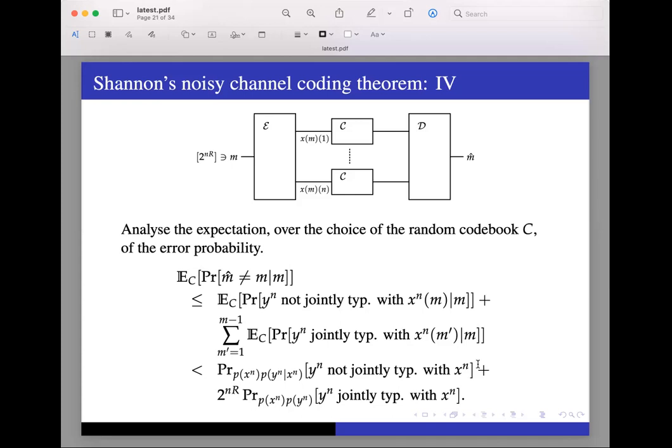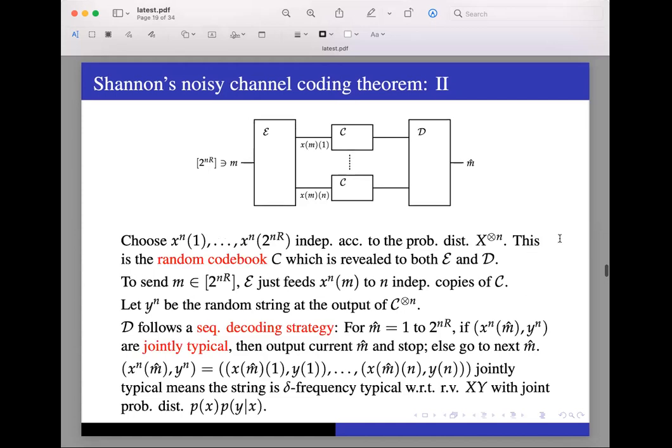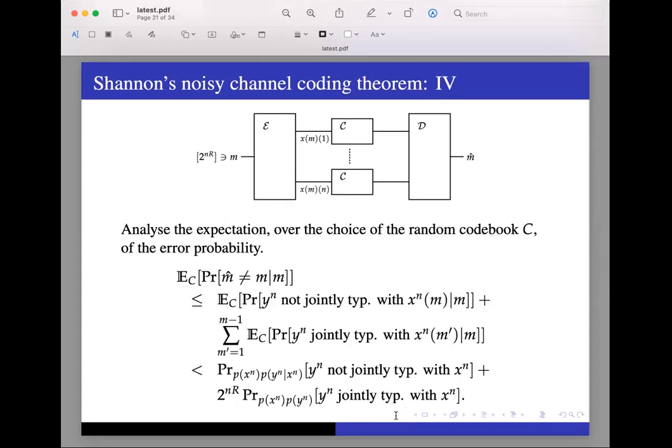So is this argument clear? One second. So this event: yn is jointly typical with xn. The event inside is that yn is jointly typical with xn with respect to the joint distribution, but the probability is being taken with respect to the product distribution. That is correct, yes, you are right. The definition of joint typicality is delta-frequency typical with respect to the joint distribution. So that is an event, and I'm analyzing the probability of this event under this distribution.